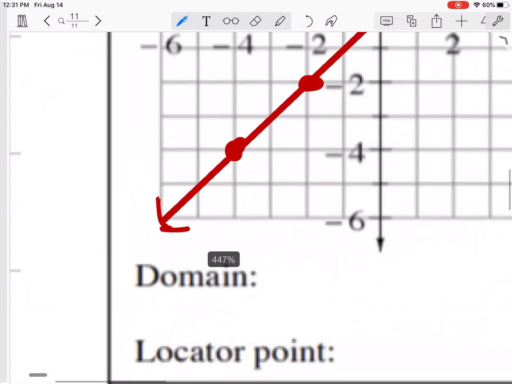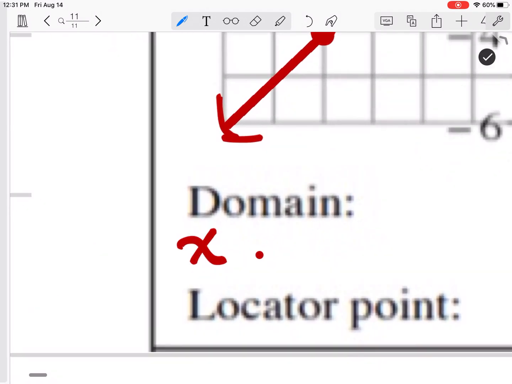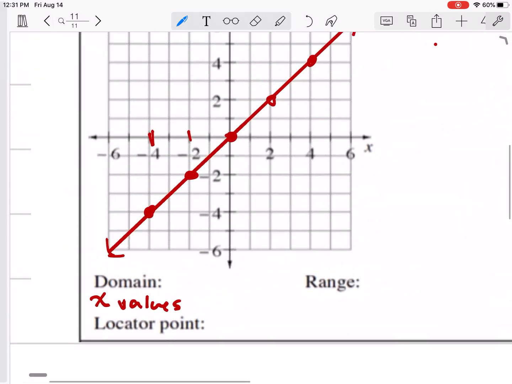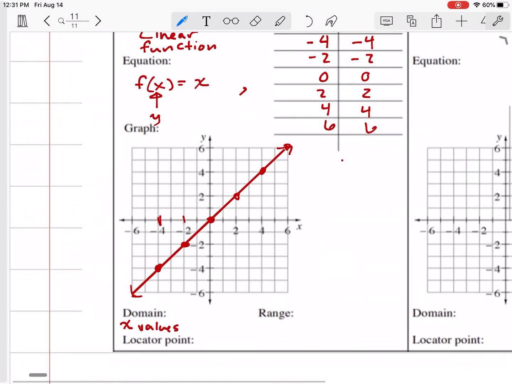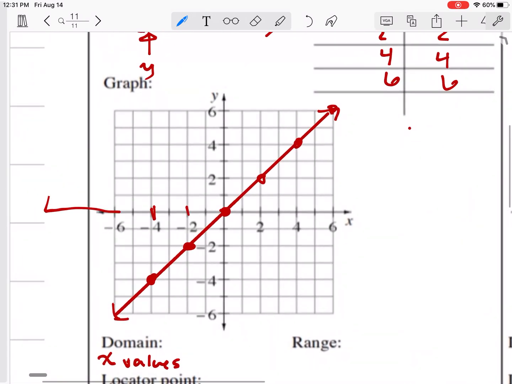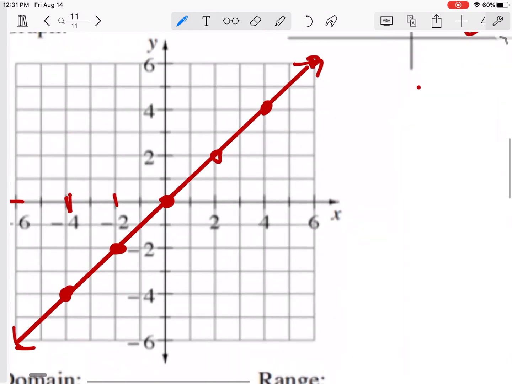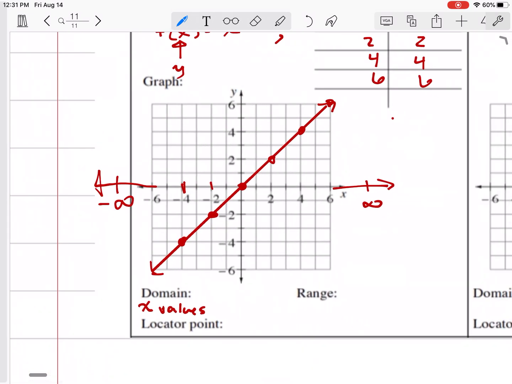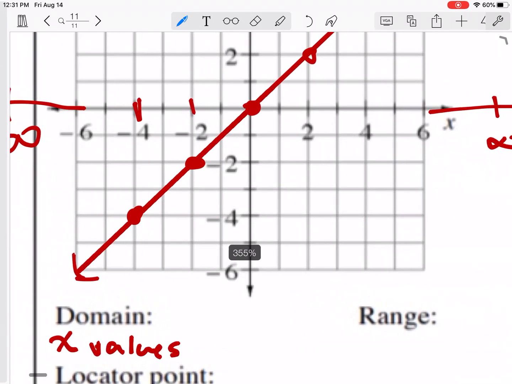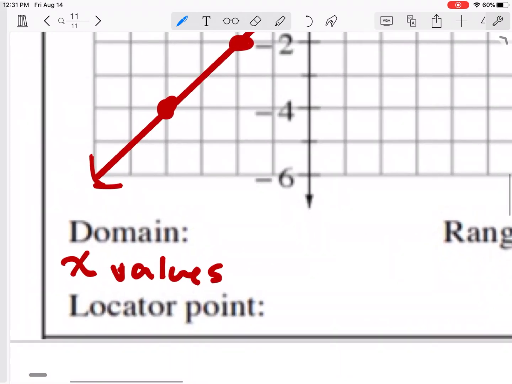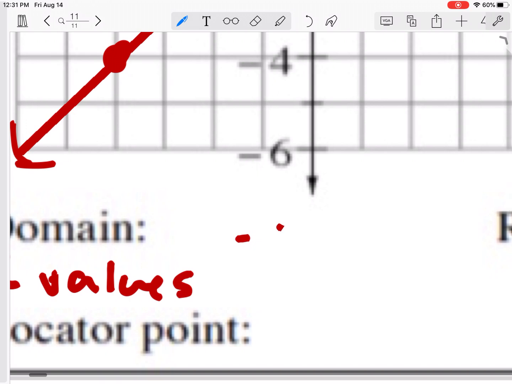Alright, domain. This is your set of possible x values. Well, we've got to think, is there an x value that doesn't work for this function? Well, no, anything can work. If we kept the graph going, any x values in this direction all the way to -infinity would work. If we kept the graph going this direction, anything would work all the way to +infinity. Not that we ever could actually reach it. So this domain would be -infinity to infinity.